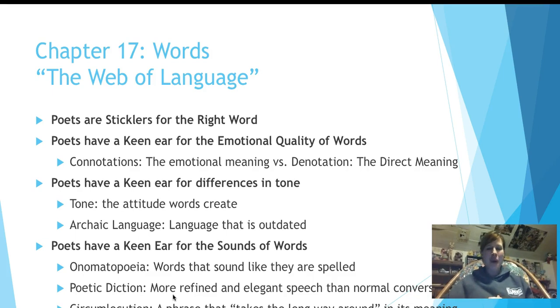And a lot of poets will use that to their advantage and choose those words because they not only convey a thought, but they also convey a sound when the readers see them on the page.